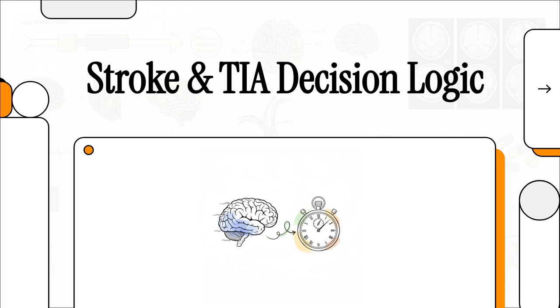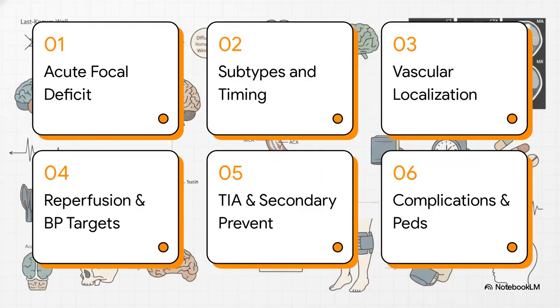A patient hits the door with an acute focal neurologic deficit. We're diving straight into the clinical decision-making pathway for stroke and TIA management for Step 2. Here is our roadmap for this explainer.